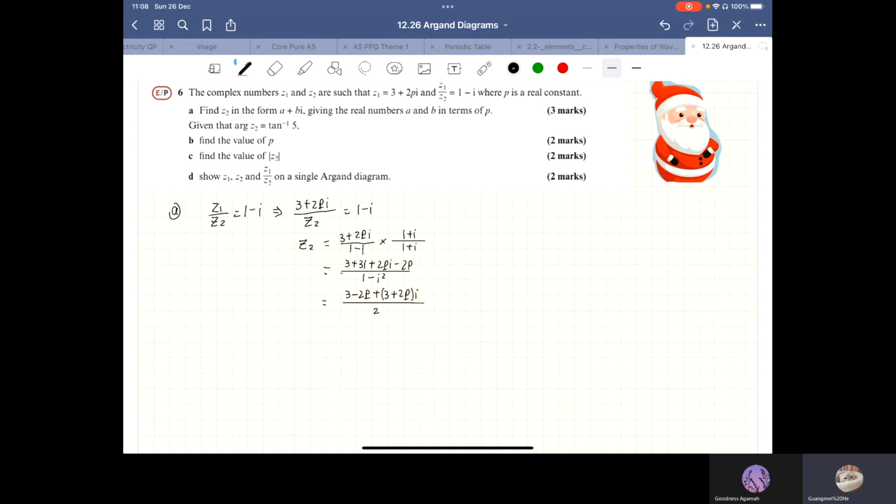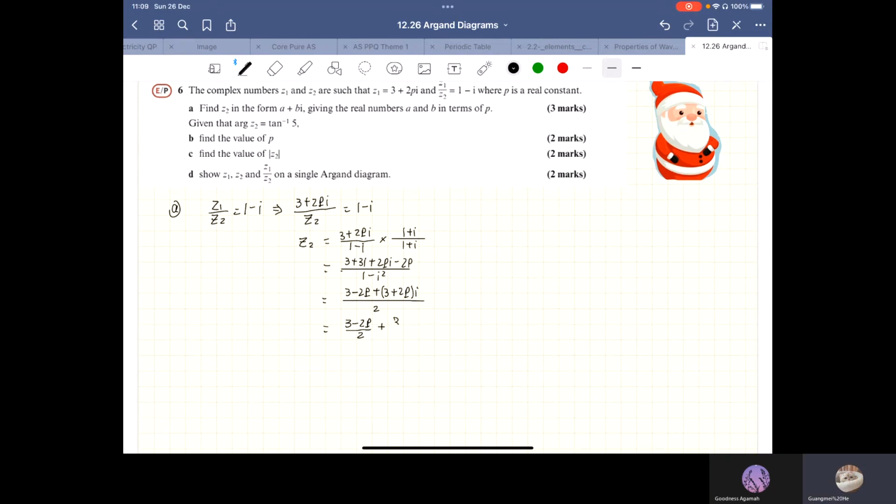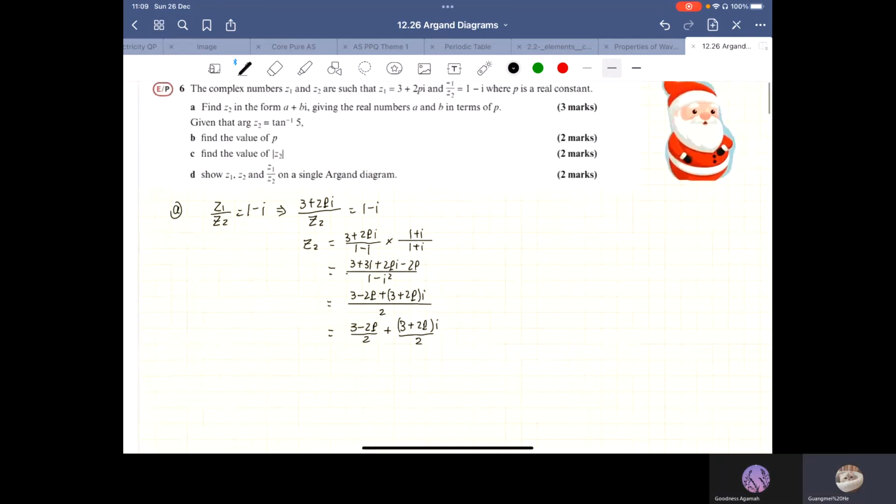Okay, but this is still not in the form a plus bi as the question required. So we just need one last step. We will group them: 3 minus 2p over 2. This is our real part. Remember how to separate fractions? So then we plus (3 plus 2p) i over 2. That's it. This is in the form a plus bi, and that will be our final answer for part A. Any questions here? No. All right, let's move on to part B.